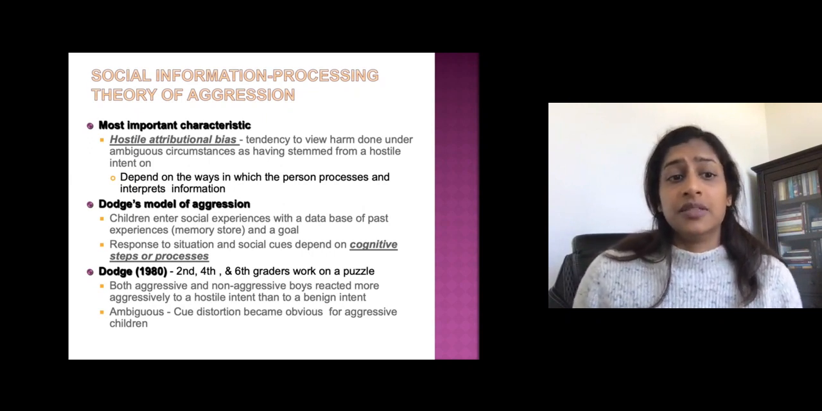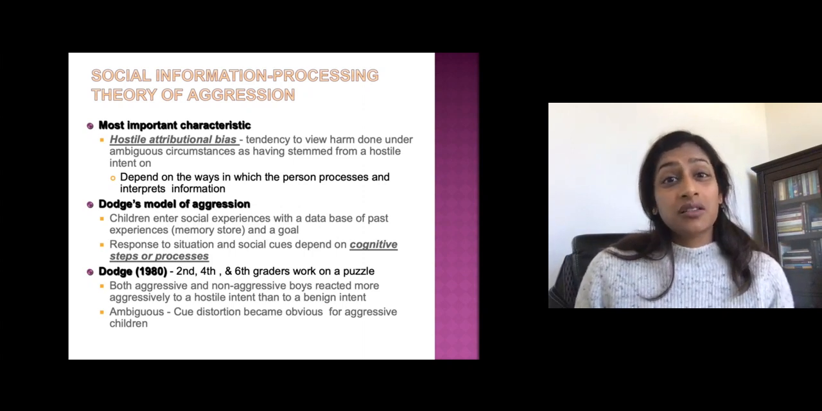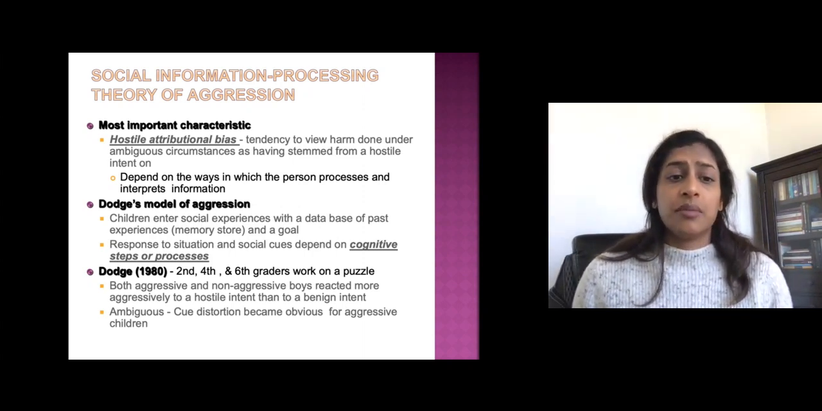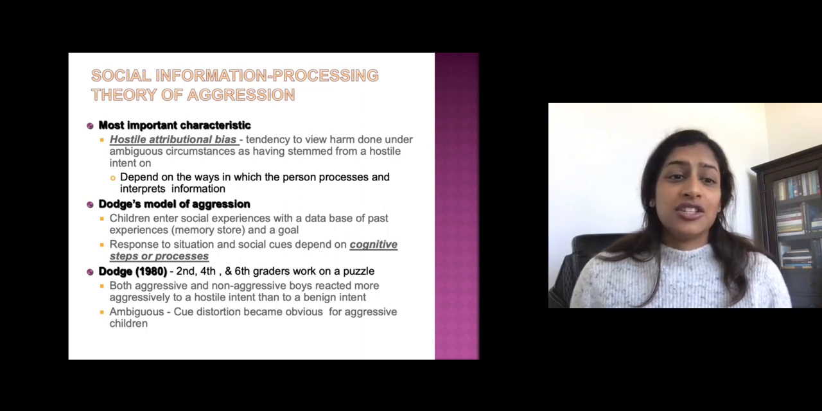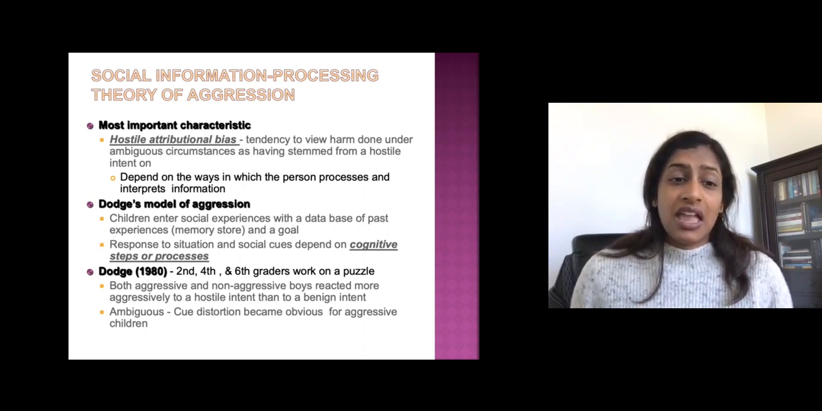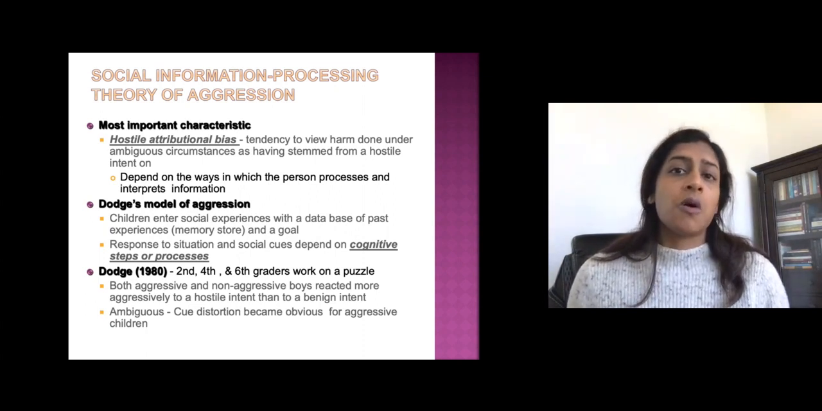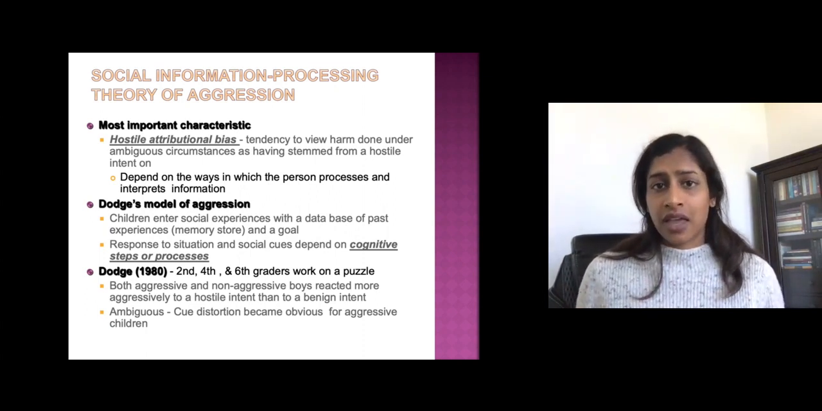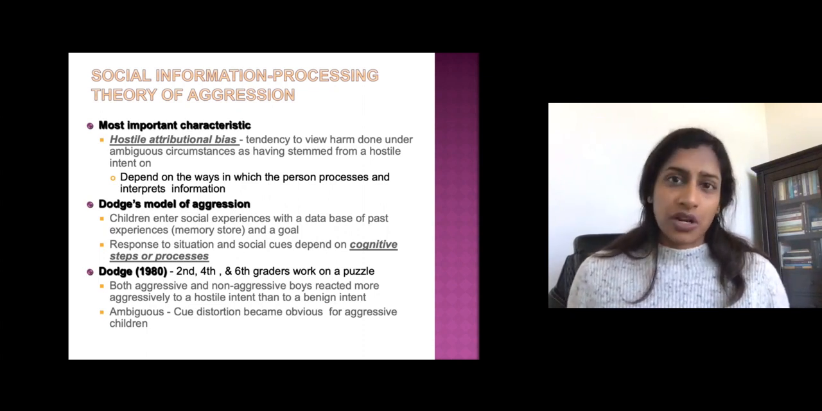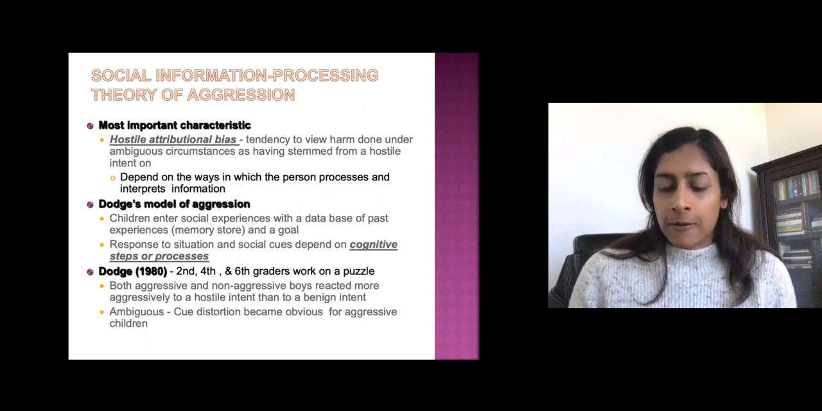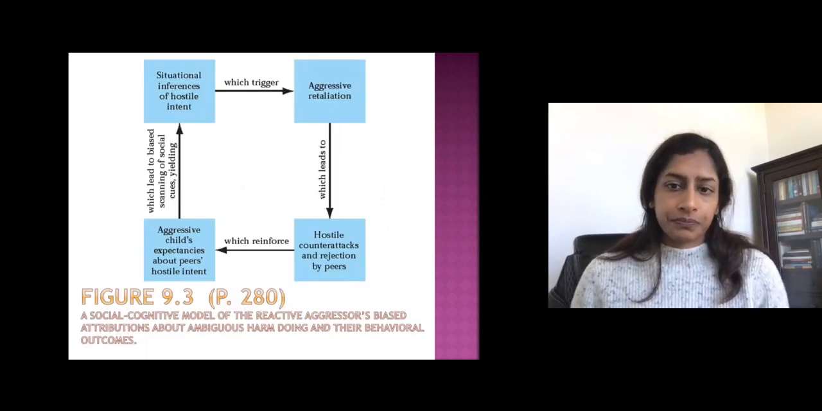responses of these boys. When we take a look at this, the results indicated that both aggressive and non-aggressive boys reacted more aggressively to a hostile intent than to a benign intent. And in that ambiguous situation, it was interpreted as being much more hostile by those children who tended to be a part of that aggressive category than children who were not. How we interpret situations is impactful and meaningful based on this line of research.